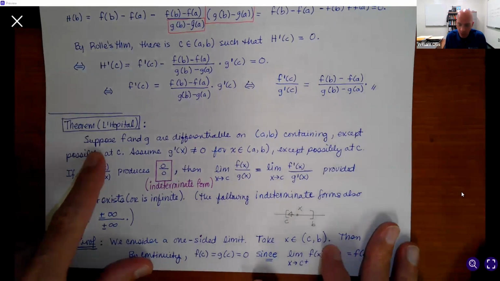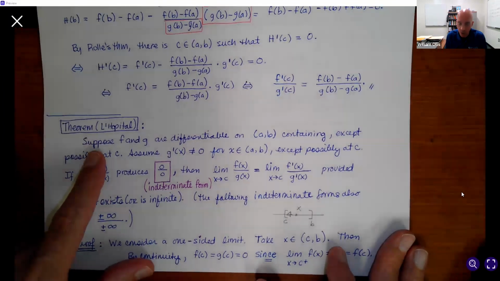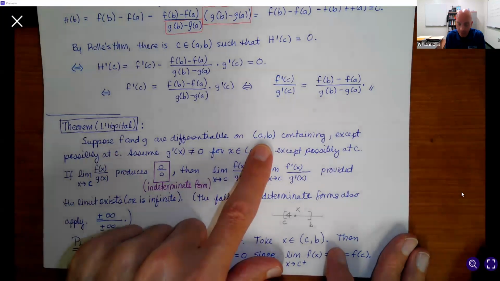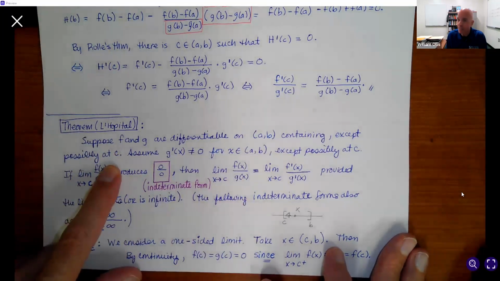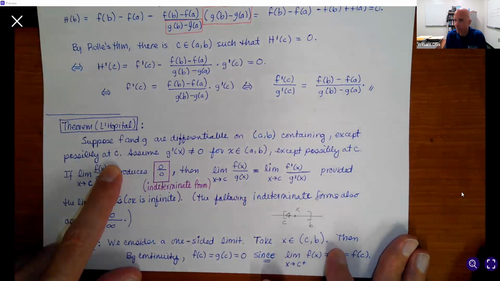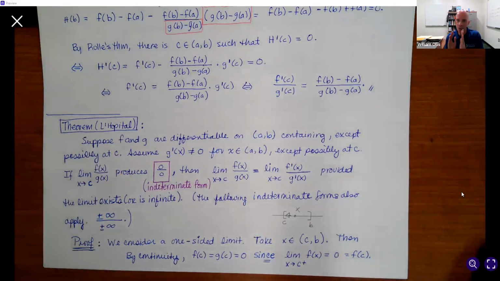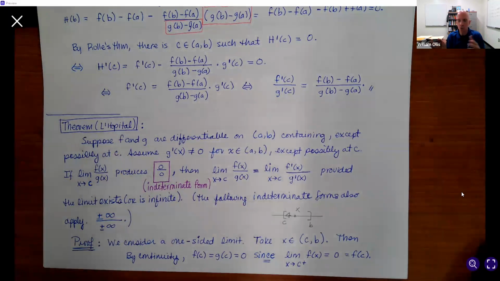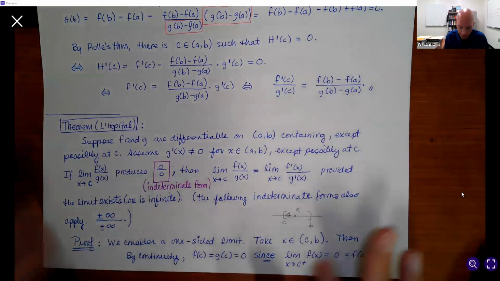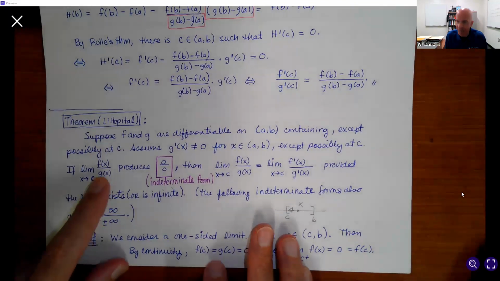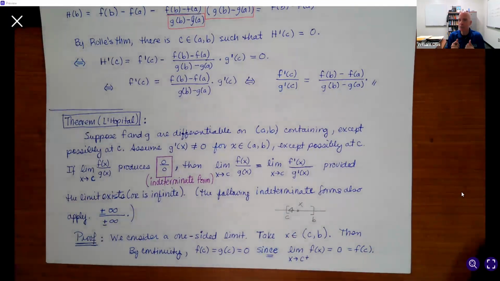Okay, well, what's L'Hopital telling us? We suppose f and g are differentiable on the open interval (a, b), except possibly at c. This sounds like we're just doing a limit. You know, we don't really know what's going on at c, but we want to know what's going on as close to c as we can. Maybe from either side, maybe it's a right limit or a left limit or a standard limit, whatever the case may be.